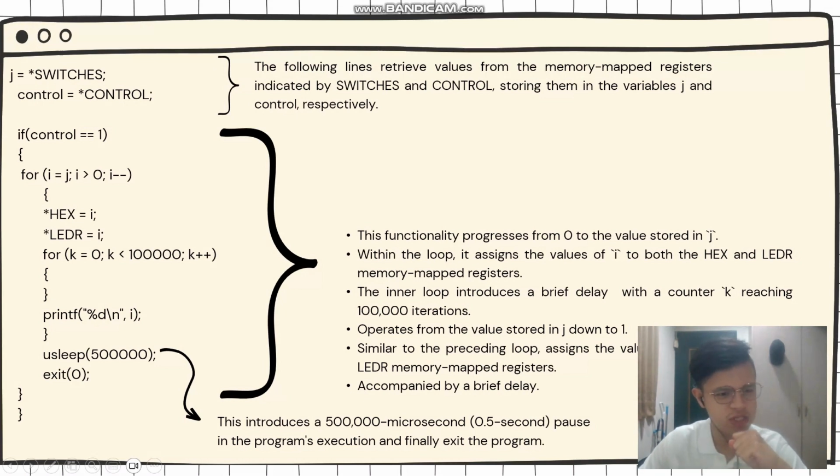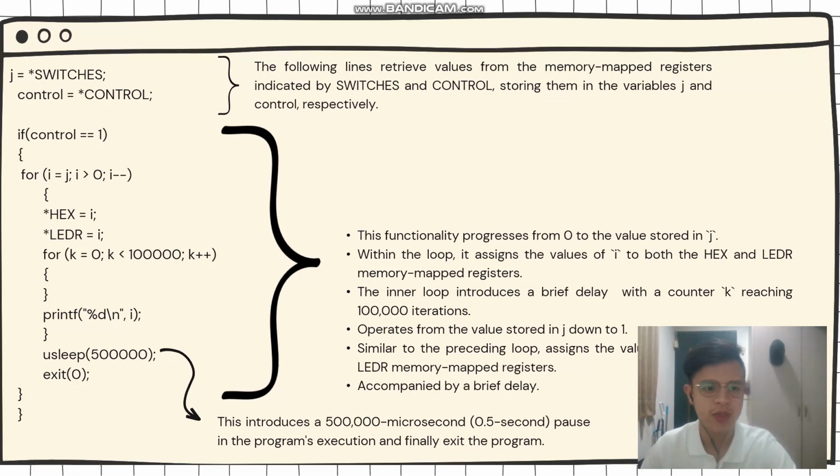And then this is my first code. If control is 1, I put it on switch 8, which is used to count progressively from the number of switches we put up, counting down to 1. And then usleep is used to pause the program execution for 0.5 seconds.